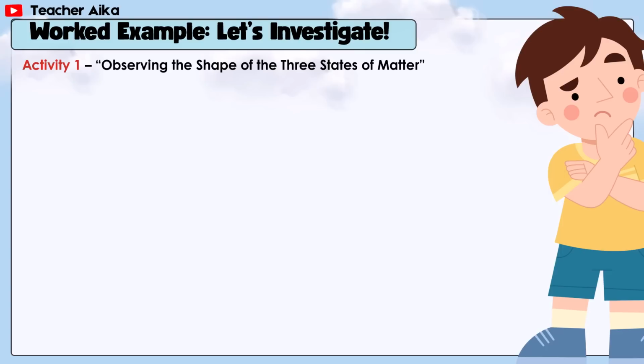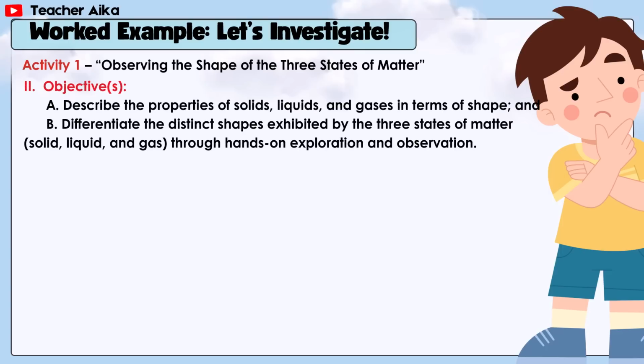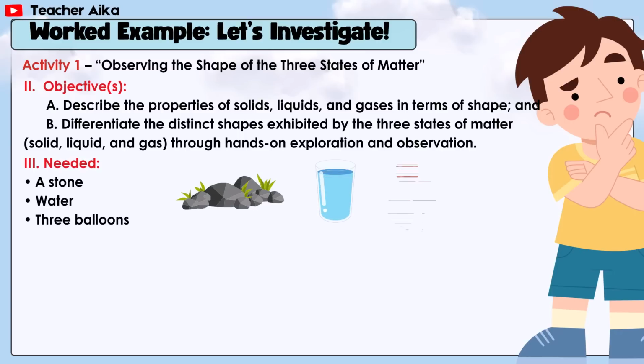Activity number 1, observing the shape of the 3 states of matter. Objectives: A. Describe the properties of solids, liquids, and gases in terms of shape. And B. Differentiate the distinct shapes exhibited by the 3 states of matter, solid, liquid, and gas, through hands-on exploration and observation. Needed materials: a stone, water, 3 balloons.